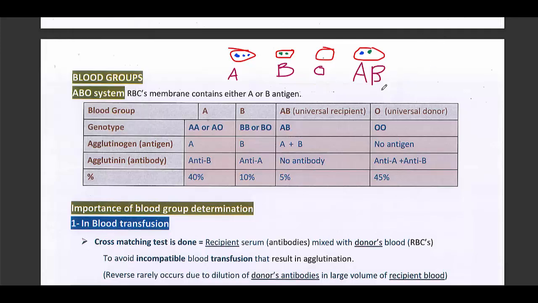Okay? So, group A contains antigen A. Group B contains antigen B. AB contains antigens A and B, and O doesn't have any antigen. That is simple. Now let's move to this. AB is also called the universal recipient. It takes from all. And O is called the universal donor. It gives to all. So, that is simple.